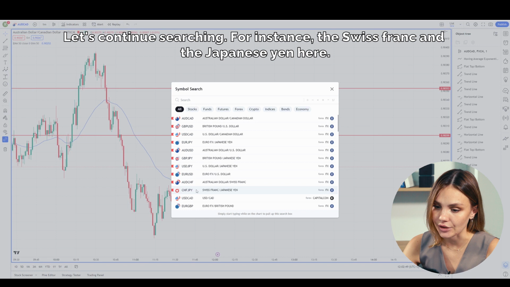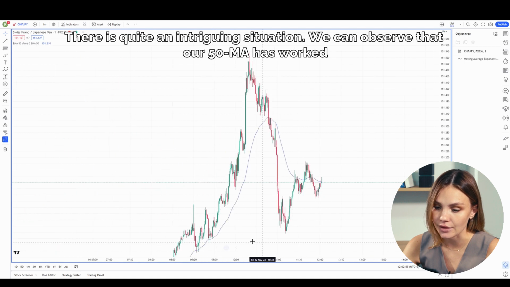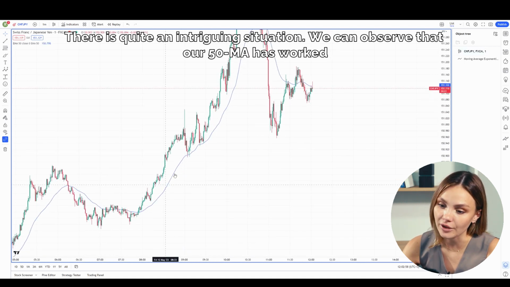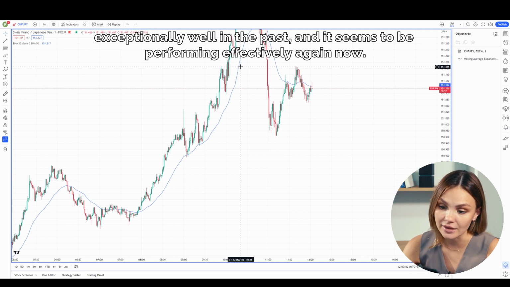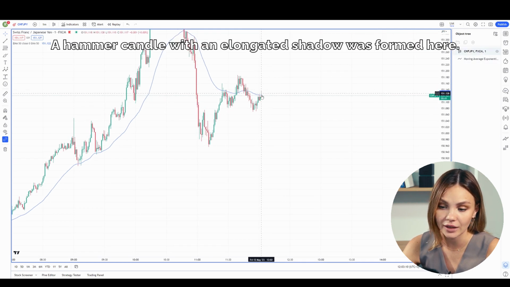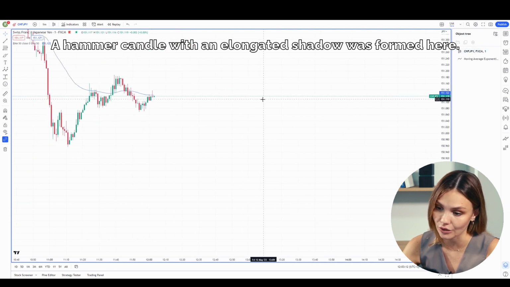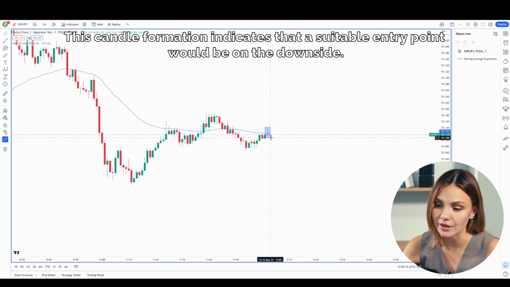Let's continue searching. For instance, the Swiss franc and the Japanese yen, here there's quite an intriguing situation. We can observe that our 50 EMA has worked exceptionally well in the past, and it seems to be performing effectively again now. Here I would consider entering a short position because we couldn't break above it. A hammer candle with an elongated shadow was formed here. This candle formation indicates that a suitable entry point would be on the downside.